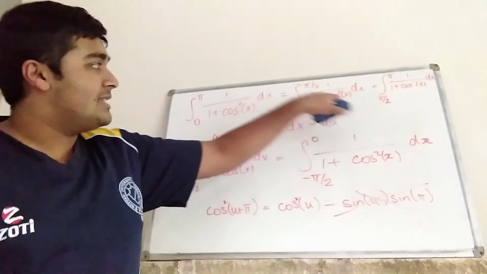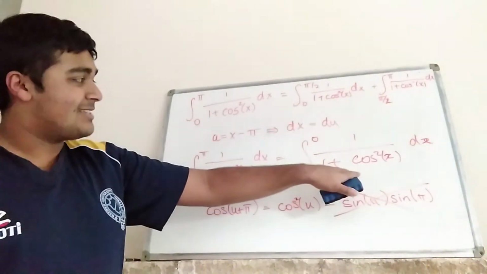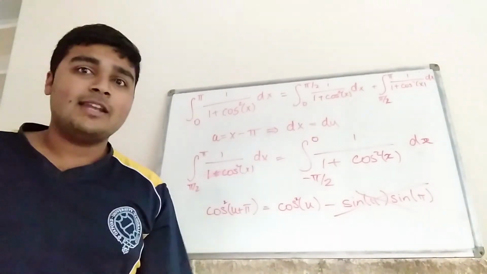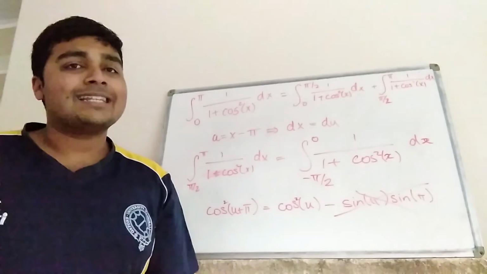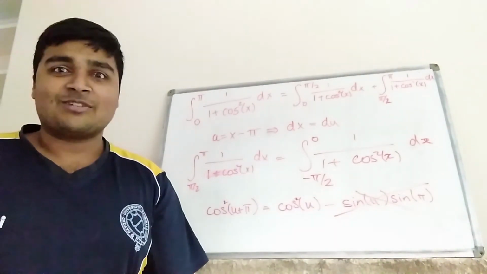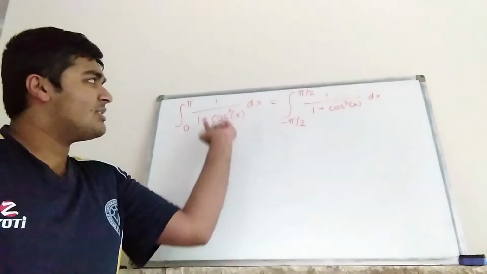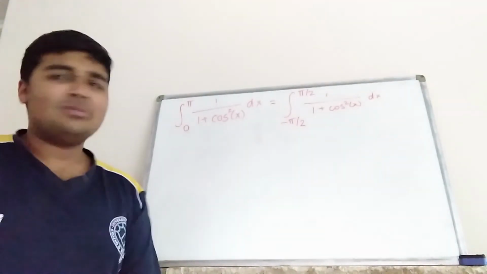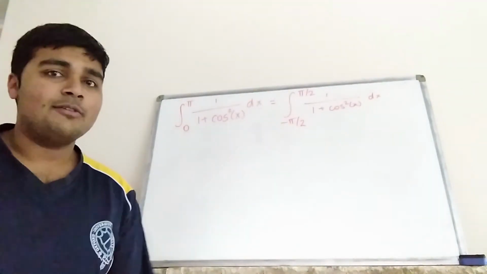Now I can bring these two integrals together, and that's just the integral from minus pi over 2 to pi over 2 of 1 over 1 plus cos squared x dx. Now I'm going to work with that integral to evaluate this one. I've just shown that these two integrals are the same, exactly the same thing, except the limits are brought down by pi over 2.